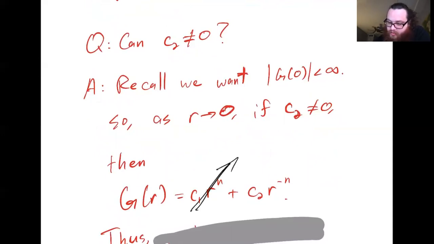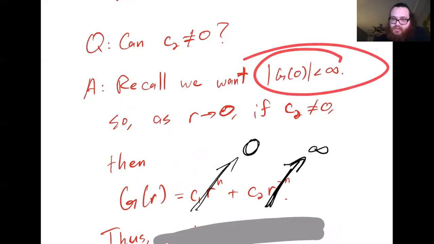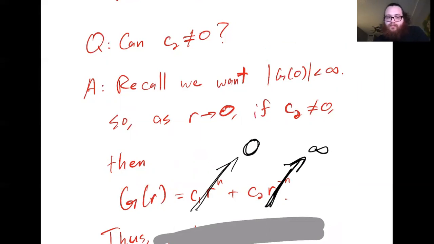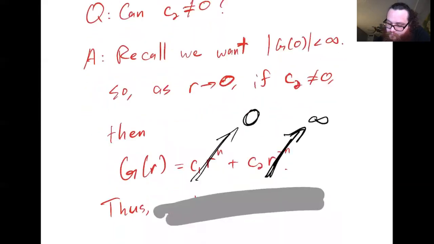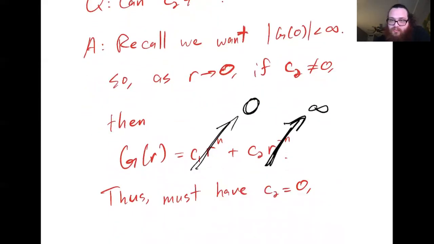What's going to happen is this term right here is going to go to 0, because we just have an r to the n. That's no problem. But this term right here is going to go to infinity. So if C2 is non-zero, then our solution G of r is going to blow up as r goes to 0, which is exactly the condition that we said we don't want to happen. So in conclusion, the coefficient for r to the negative n has to be 0.